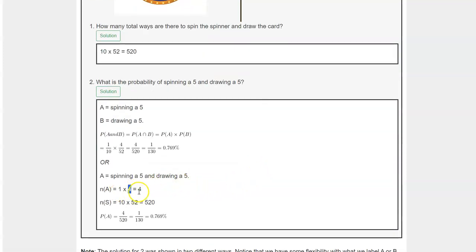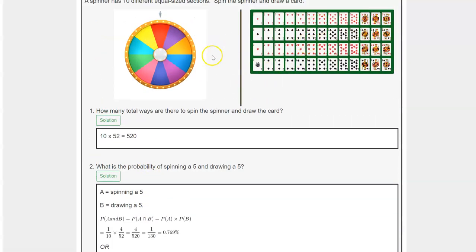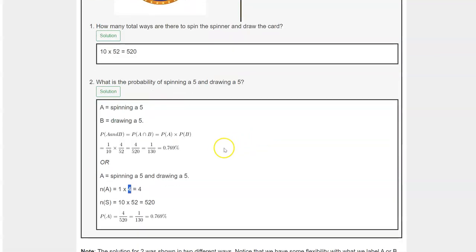And you multiply those together to say there are 4 total ways. So you go spin 5, draw this 5, spin 5, draw that 5, spin 5, draw that 5, spin 5, draw that 5. Where are the 5s? 1, 2, 3, 4. Right here. Okay. So there are 4 ways to success, and you can just use that as a fraction.